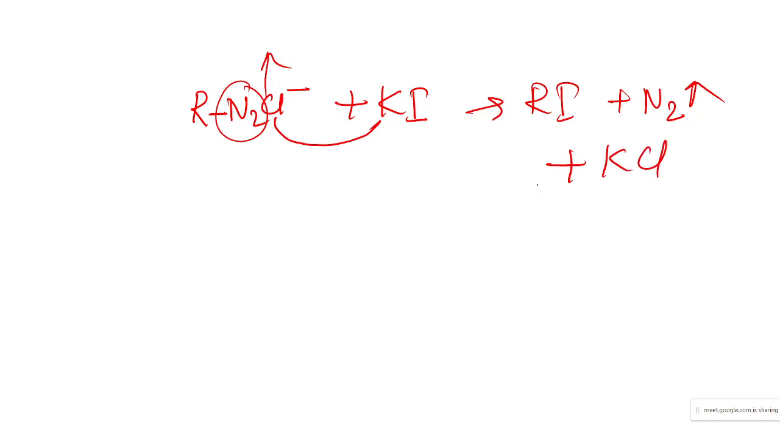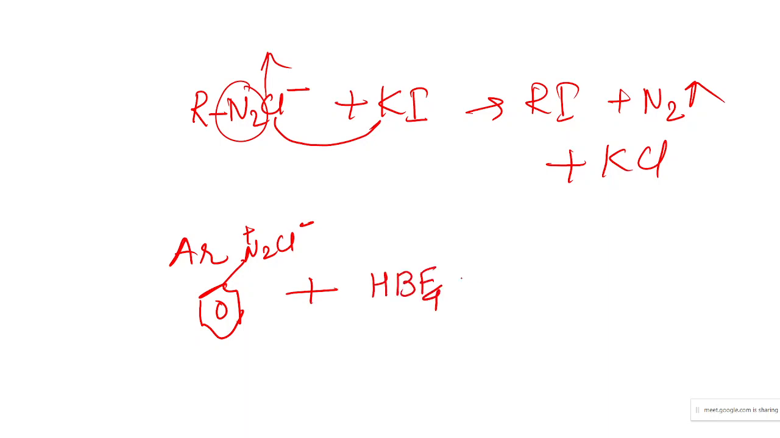Similarly, if you are forming a compound with fluorine, suppose Ar, an aryl group, meaning that benzene group, is bonded with N2Cl, this is positive and this is negative, and if you react this with hydrogen fluoride, then what will happen?